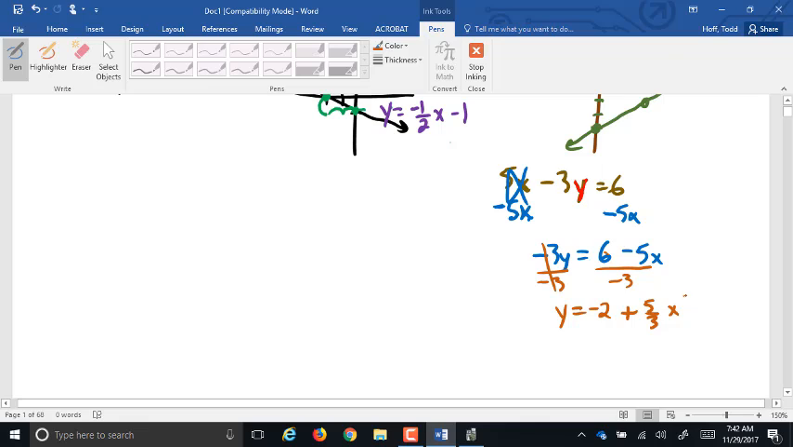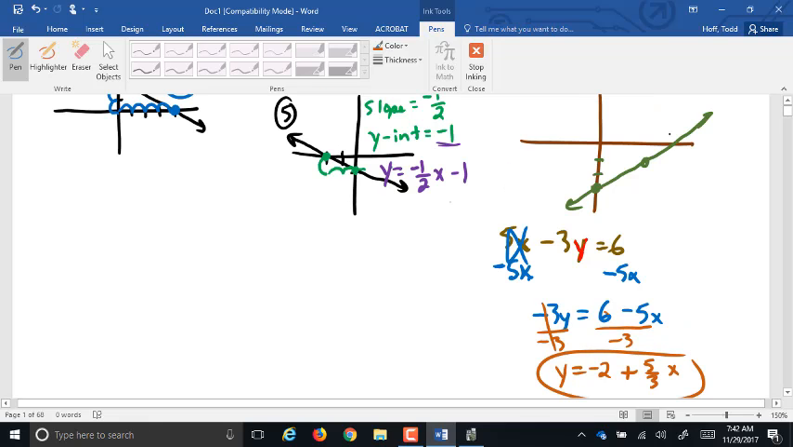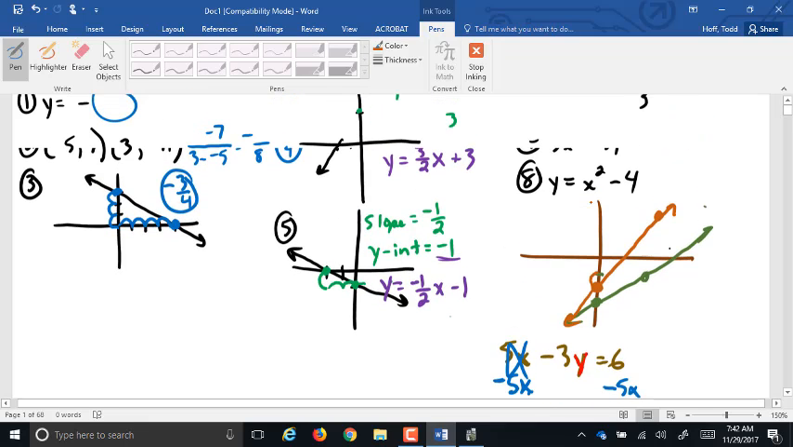So where are we going to start out when we graph this thing? Negative 2, which is right here. From there, we're going to go up 5, 1, 2, 3, 4, 5, and over 3. 1, 2, 3. Again, that's not there. Our line goes through those points. So that's number 7.